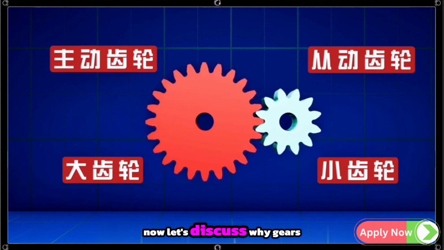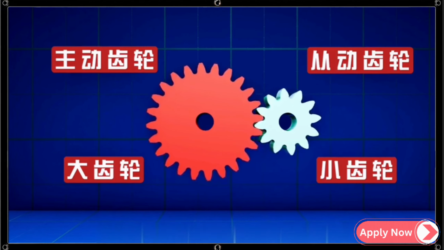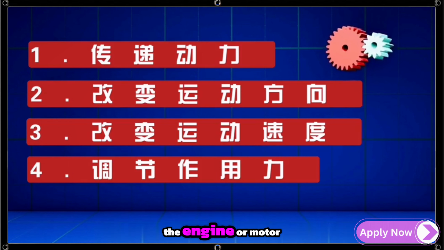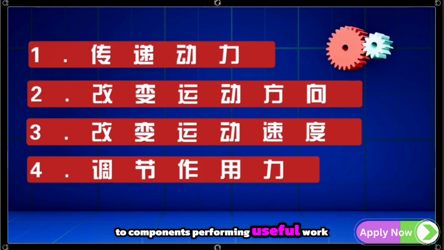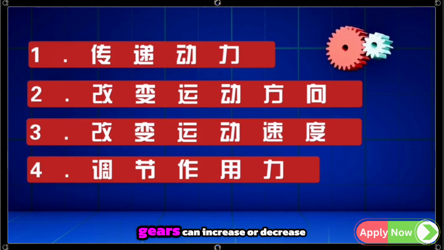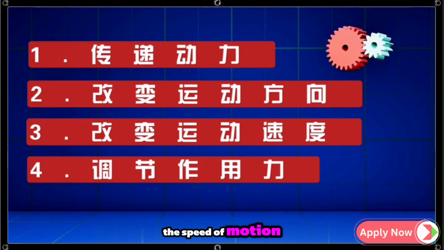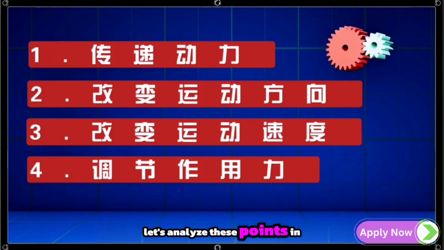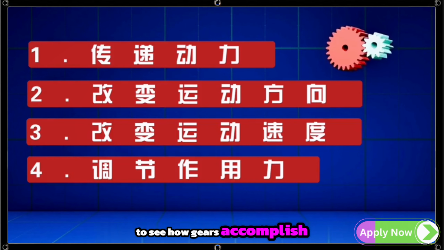Now, let's discuss why gears are used in machinery. Gears serve four main functions in machines. First, they transmit power from the engine or motor to components performing useful work in the machine. Second, they can change the direction of motion. Third, gears can increase or decrease the speed of motion. Finally, they help regulate the applied force, precisely delivering appropriate power where needed. Let's analyze these points in detail to see how gears accomplish these tasks.